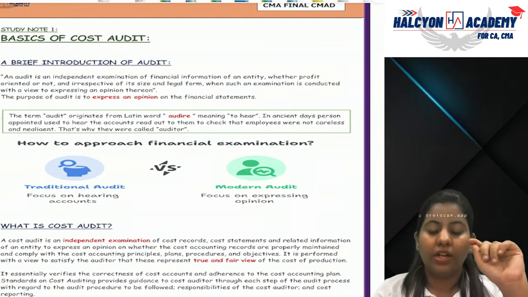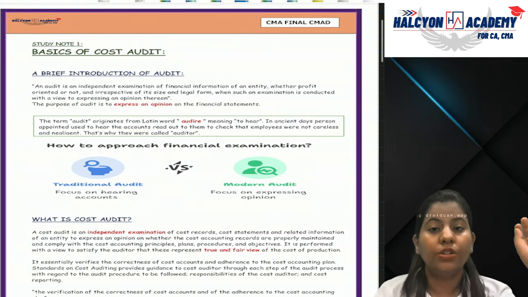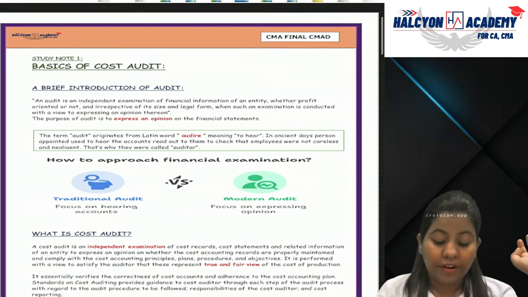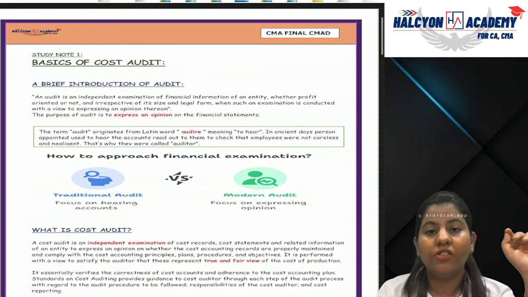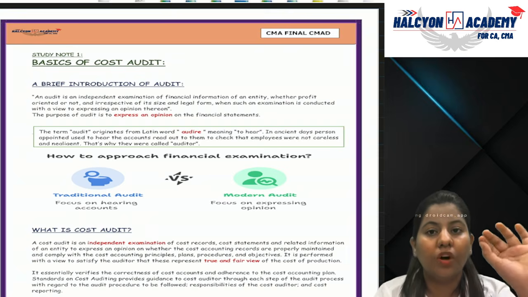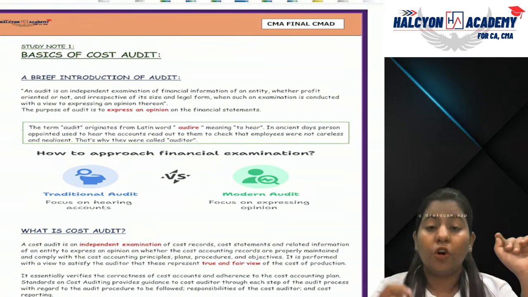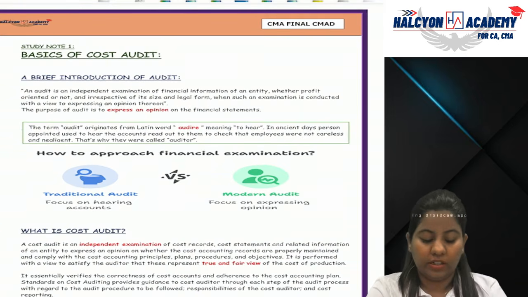We have to learn total 8 chapters related to cost audit. And we are going to start from the first chapter, basics of cost audit. So we are going to start from basics of cost audit.